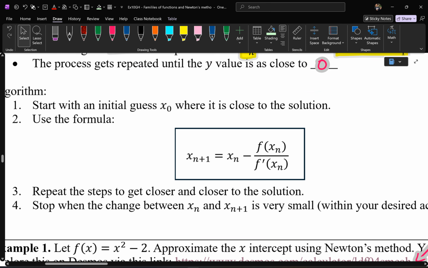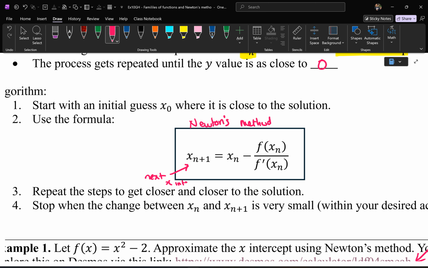I don't know if they usually write Newton's method or not, but that is Newton's method. It's just the algorithm that, to find the next x-intercept, you use the previous x value. This tells you the y value. This tells you the gradient at that value, at x equals xn. Okay?